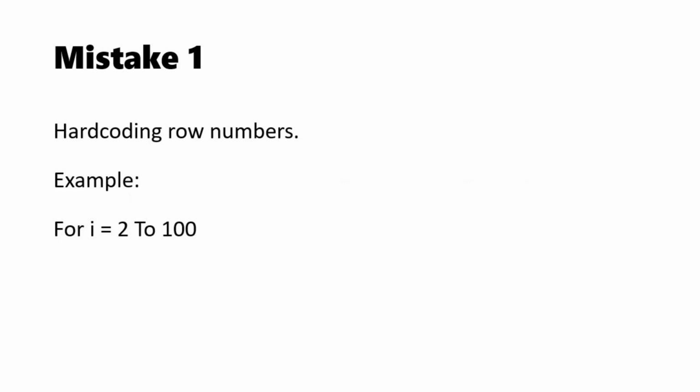Let's look at some common beginner mistakes. Mistake number 1, hard coding row numbers. For example, For i = 2 To 100. What happens when there are 250 rows? Your code ignores the remaining 150 records.